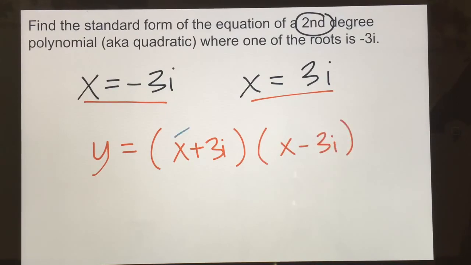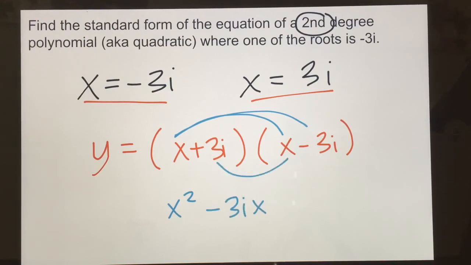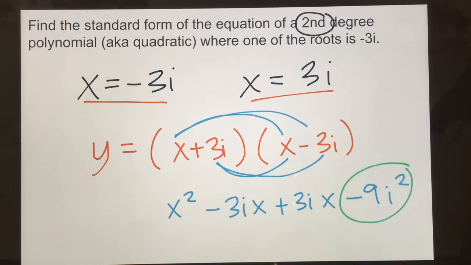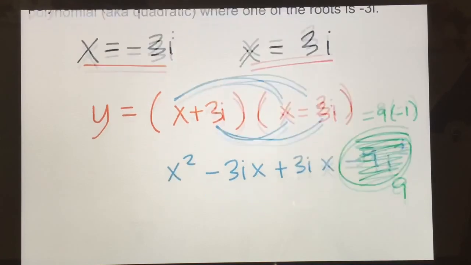And now I just need to FOIL. So x squared, x times negative 3i, again, anytime you have a number, you just put it in front of the x. So negative 3ix, 3i times x is positive 3ix. And then 3i times negative 3i would be negative 9i squared. And if you guys remember, i squared actually is negative 1. And so on the end, this is basically negative 9 times negative 1, which is positive 9. So I'm going to scribble this out, but that's a positive 9 right there.